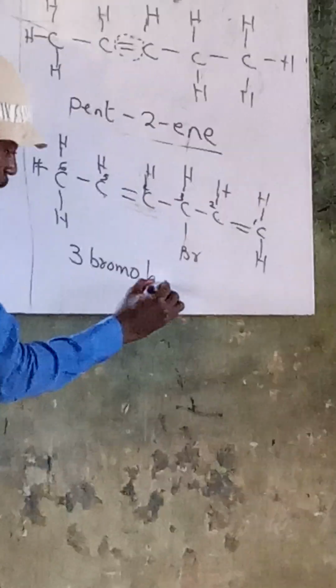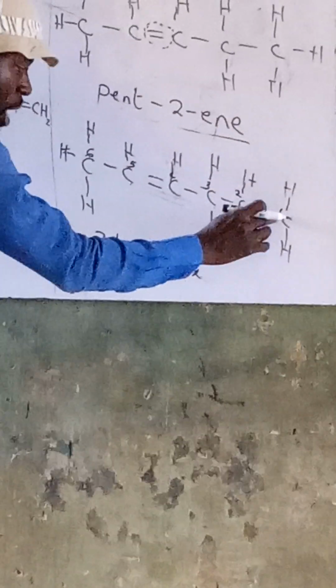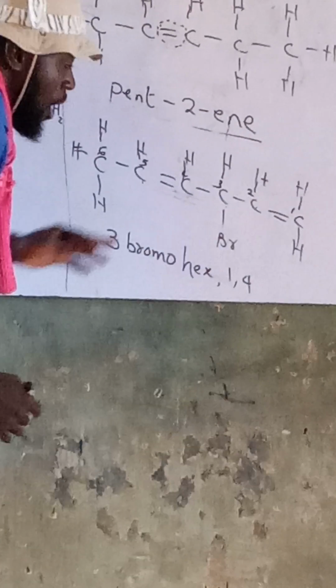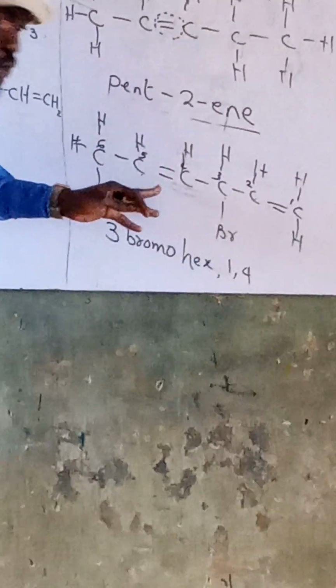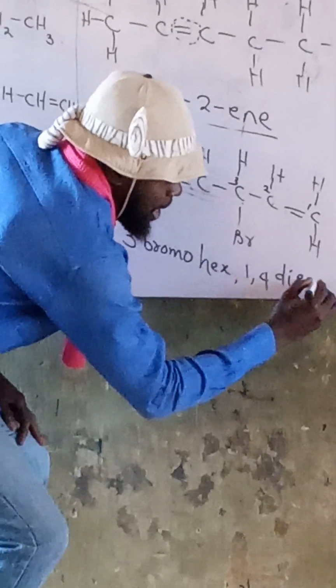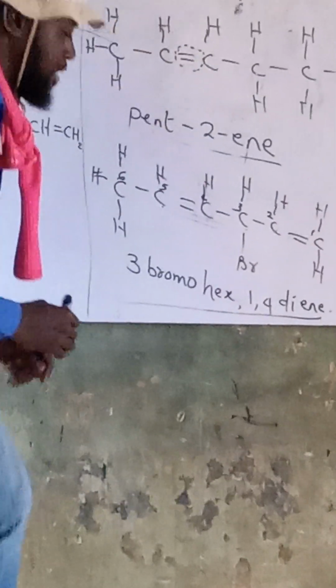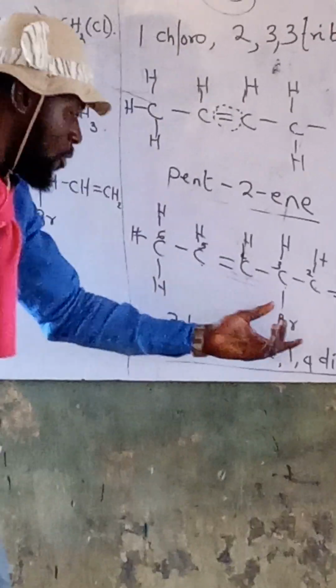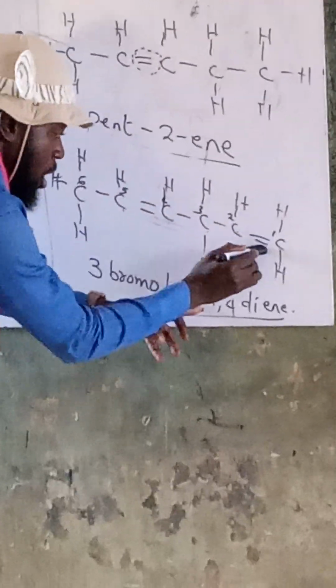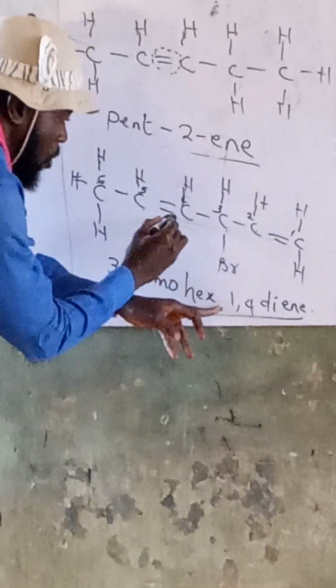Can you see me back? 1, 2, 3, 4, 5, 6. 1, 4. How many double bonds did I see? 2. 1, 4 di, because it's 2. Diene. Students, 3 bromo on the third carbon atom. A double bond starting from here, 4.